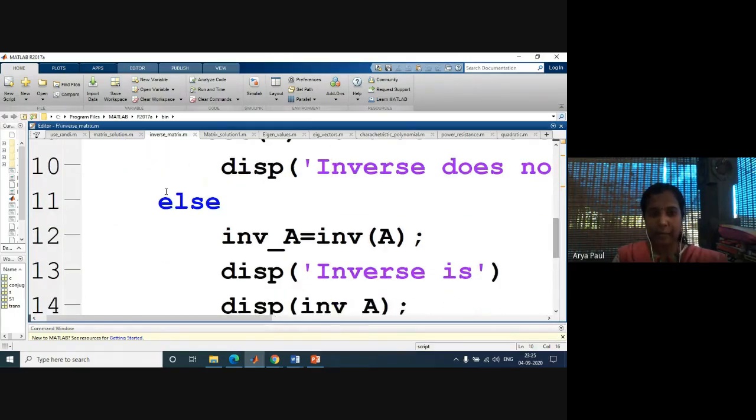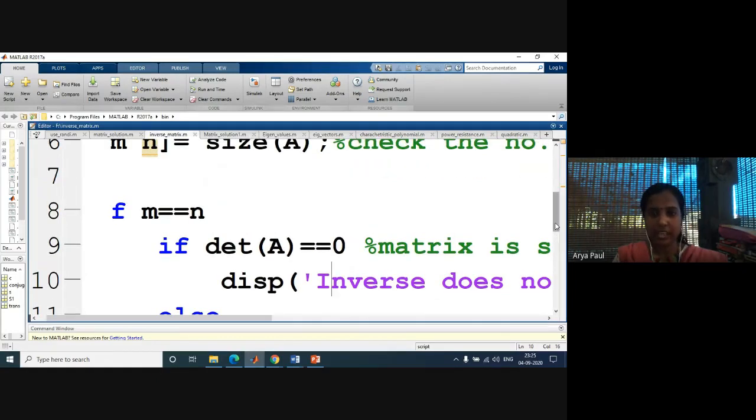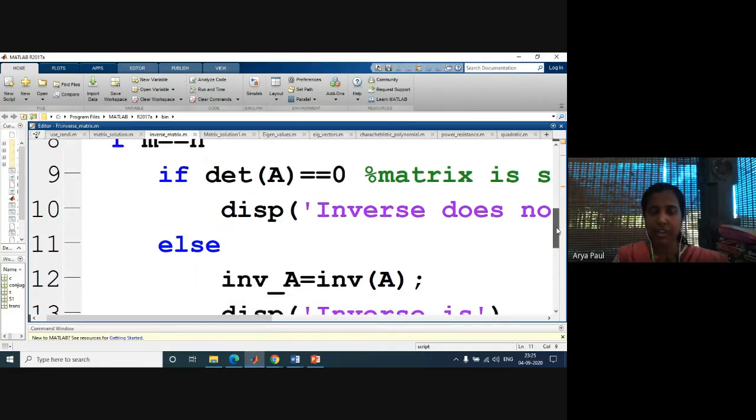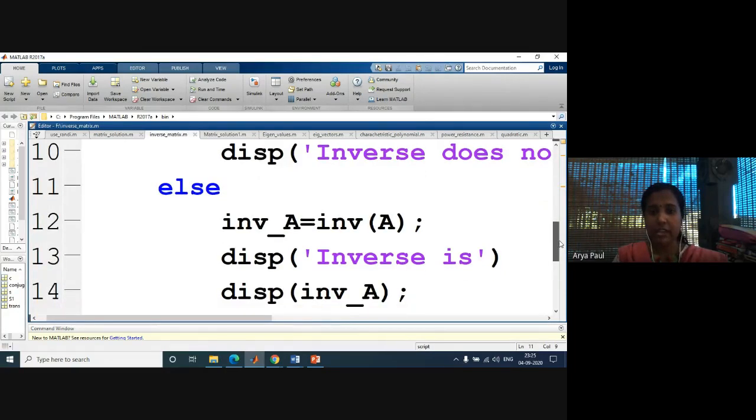And else, that means if the determinant of A is not equal to 0, then we can compute the inverse of matrix A. So how can you compute the inverse? You can use the inbuilt function INV. So the INV function is used for computing the inverse of a matrix A. INV is a very important function. INV of A means the inverse of A.